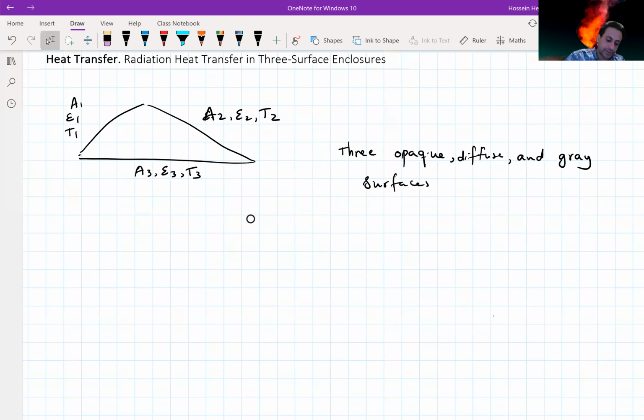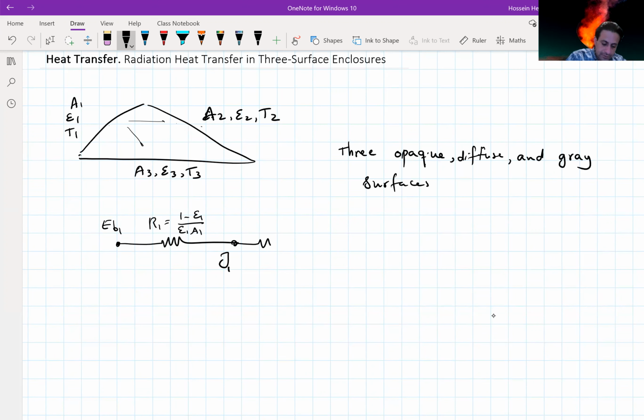Now, if I just start from each of these surfaces and draw the resistance to the heat transfer, let's say for surface 1, we're starting from point EB1. Then we have the surface resistance, which is R1, 1 minus epsilon 1 over epsilon 1 A1. Then we reach the point J1. Now this surface has radiation heat transfer between the other two surfaces too.